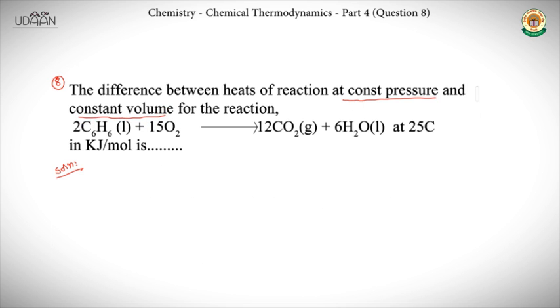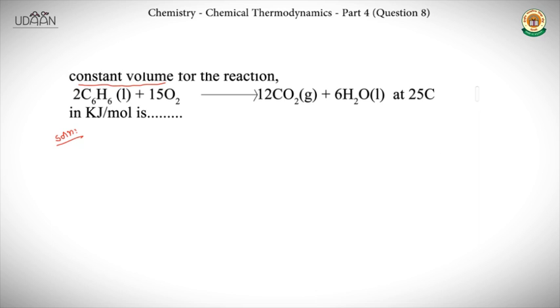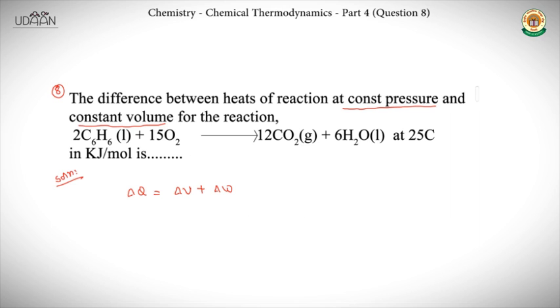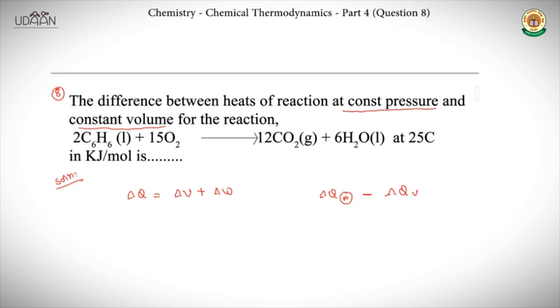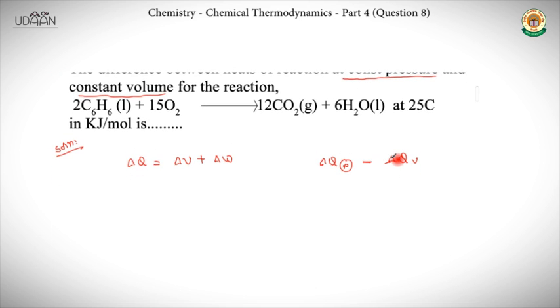Start with the equation you know. What is the equation that you know for heat of reaction? Delta Q is delta U plus delta W. Exactly, delta Q equal to delta U plus delta W, the first law of thermodynamics. But they asked us to find the difference between heat of reaction at constant pressure and constant volume. So we need to know what is heat of reaction at constant pressure and what is heat of reaction at constant volume.